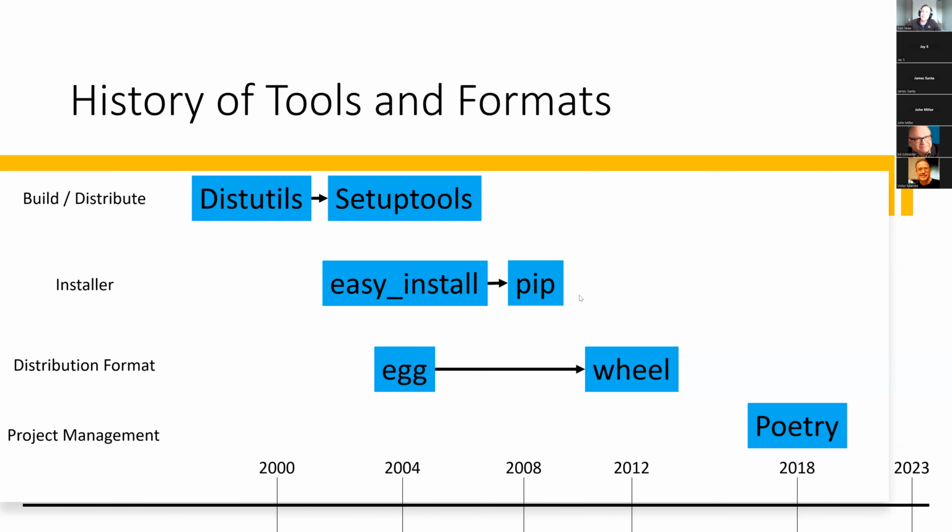In 2008, setuptools upgraded from easy install to pip. Probably a lot of you are familiar with that. So you can pip install requests and get requests on your computer. And then in 2012, the egg distribution format was upgraded to something called wheel. A wheel is a zip file with metadata which provides this binary format for you to get, once again, the distribution of software, which could include Python or other languages.